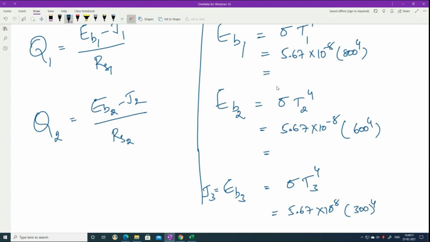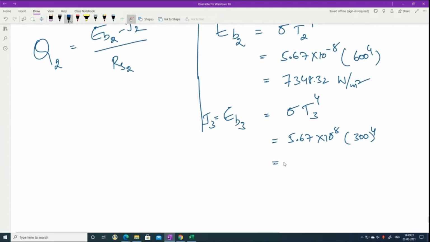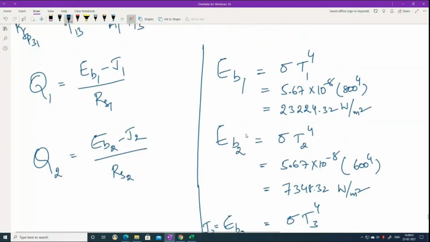Tell me the values. What is EB1, quickly? 23224.32 watt per meter square, correct. Remember the units: for EB1 and EB2, the unit is watt per meter square. Now tell me EB2: 7348.32 watt per meter square. This is EB3: 459.27 watt per meter square. Very good. So you got all the EB values here.